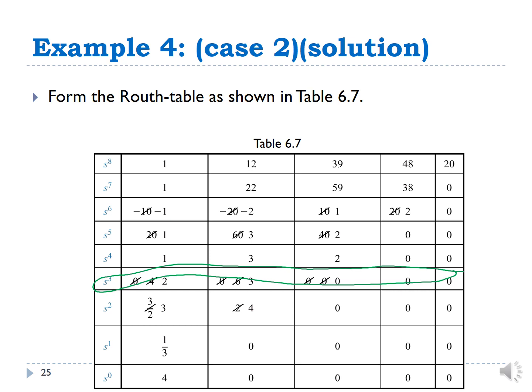Moving back one row, meaning s power of 4, we extract the polynomial. The polynomial, let's say P(s), from s power of 4 is s power of 4 plus 3s power of 2 plus 2.